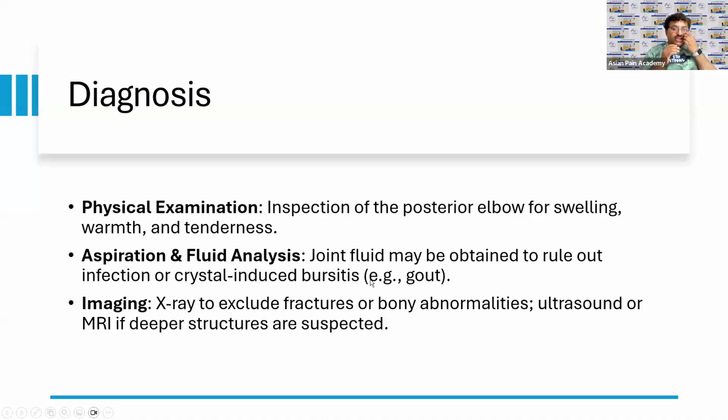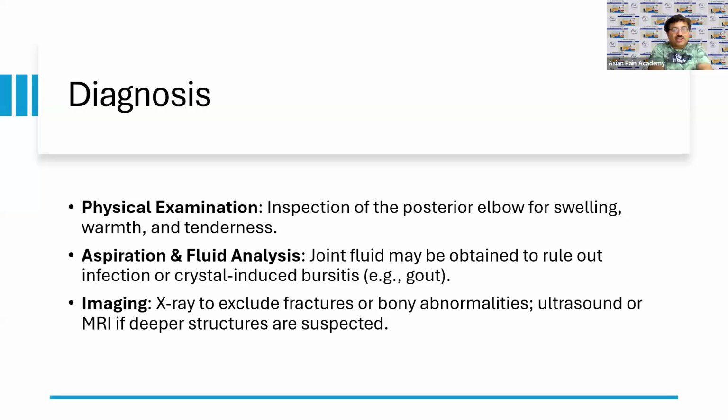So how should we diagnose? First of all, physical examination. That is most important, because on inspection of the posterior elbow for swelling, as the fluid is very superficial, you can see a very superficial swelling along with redness and tenderness. In some cases we can go for aspiration of the fluid, and for routine and microscopic examination as well, for crystal-induced arthritis, infection or gout.